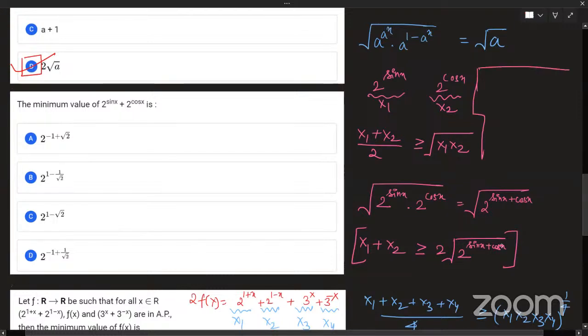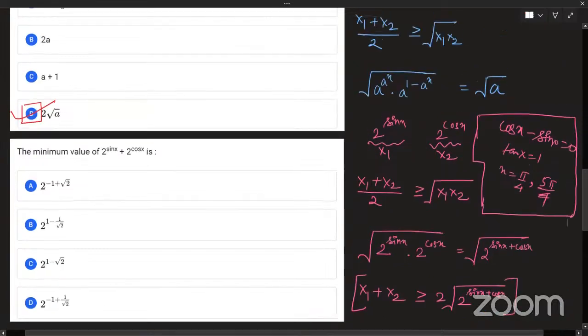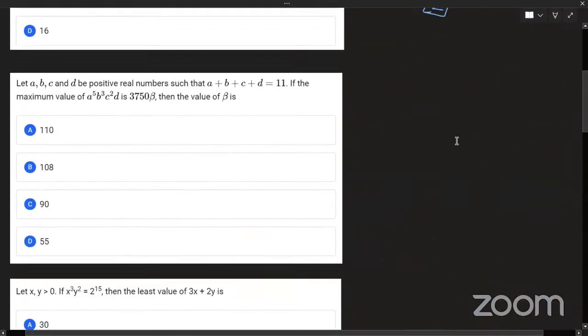The derivative of sin x is cos x, and the derivative of cos x is minus sin x, so cos x minus sin x is equal to 0. That means tan x is equal to 1. So what are the values where tan x is equal to 1? x is pi by 4, 45 degrees, and 5 pi by 4, right? Okay, we'll just leave it right now because many of you did not have the access to study calculus, so no worries.